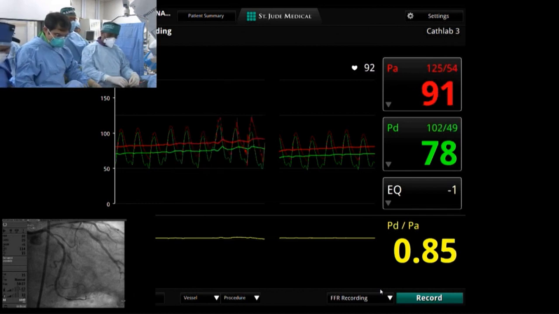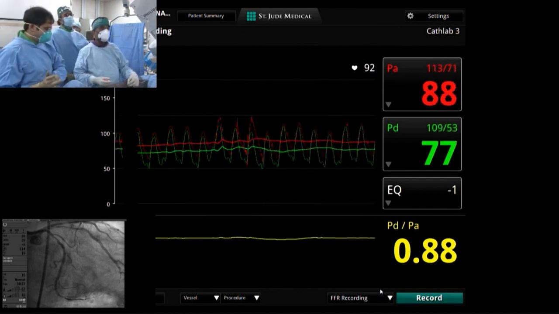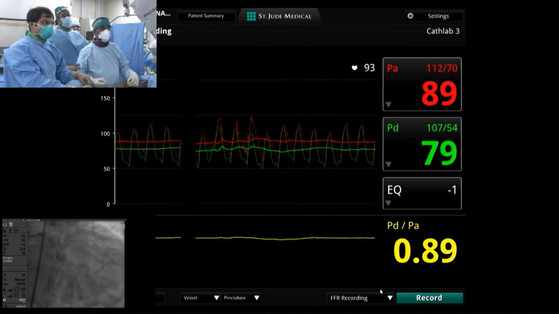So I'm removing the FFR wire. So FFR. You can see the drift, sir. For the sake of everybody, what Gary was mentioning while withdrawing, at that particular point where the lesion is.